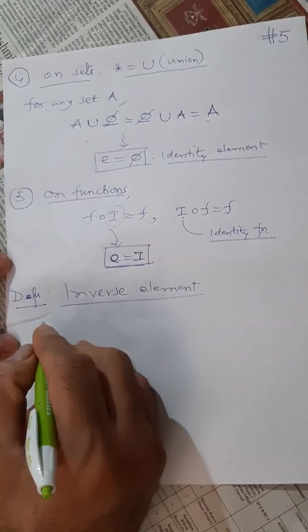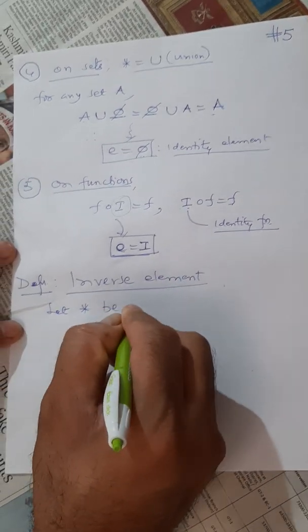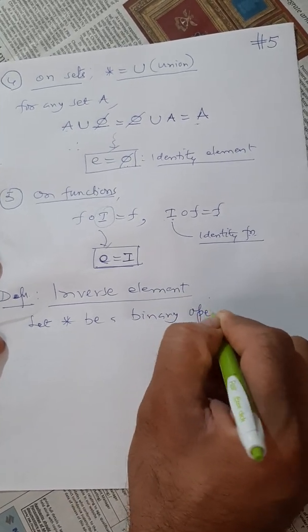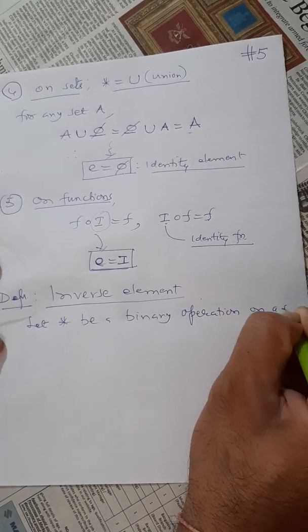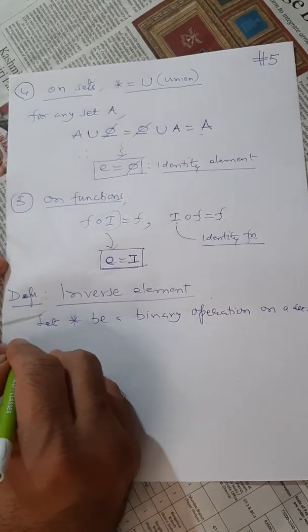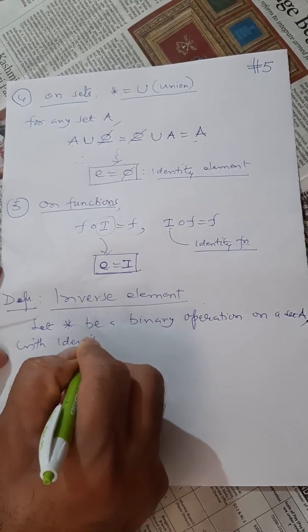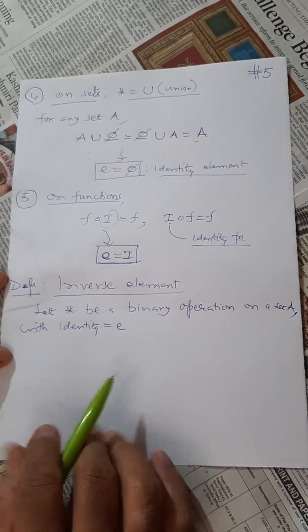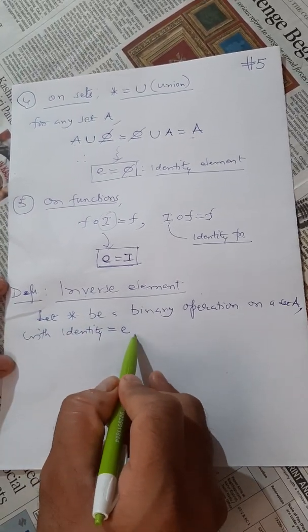So we start with a binary operation and identity element. Let asterisk be a binary operation on a set A with identity equal to small e. So whenever you find an inverse, you require an identity, remember. Let asterisk be a binary operation with identity element e.